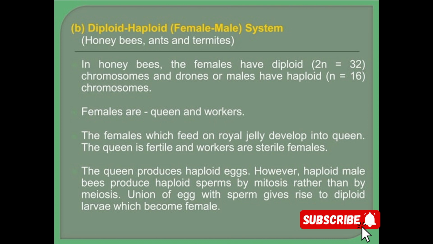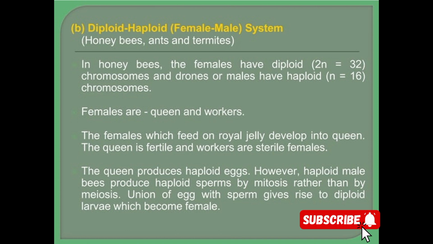And diploid-haploid female-male system of sex determination is present in honeybees, ants, and termites. In honeybees, the female has a diploid number of 32 chromosomes, and drones, which are known as males, have a haploid number of 16 chromosomes. So females are of two types. One female which is large is known as the queen, and the remaining females are workers, which collect the pollen and make honey from the pollen. The female which feeds on royal jelly develops into a queen. The queen is fertile and workers are sterile females.